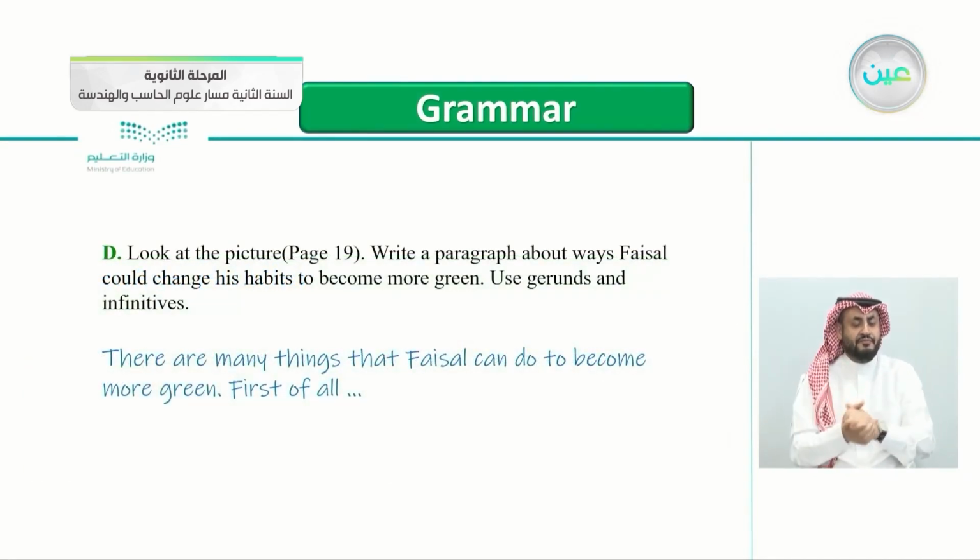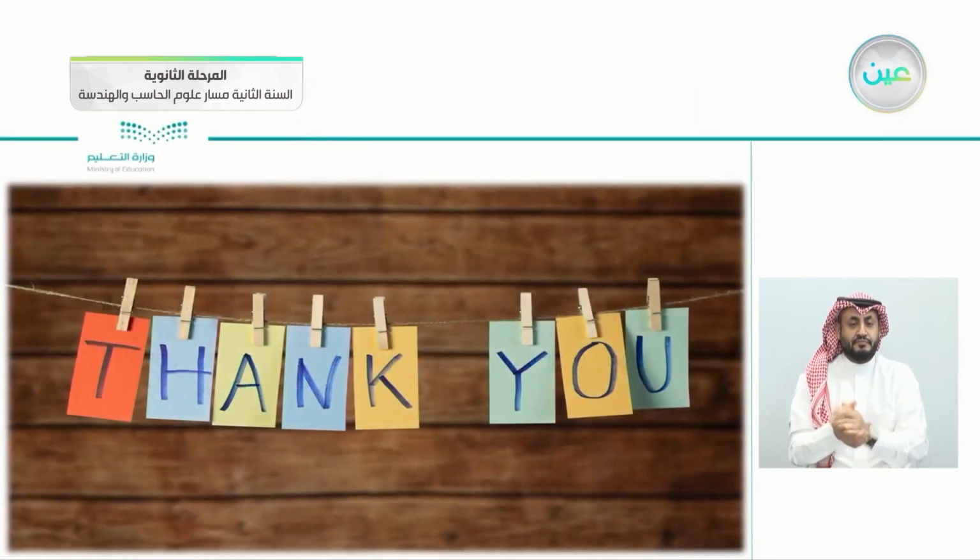Exercise D here, look at the picture, page 19. So open your books, page 19. Write a paragraph about ways Faisal could change his habits to become more green. Use gerunds and infinitives. So you can begin with this. There are many things that Faisal can do to become more green, first of all, and then you continue writing this paragraph. And with that, we reach the end of this lesson.